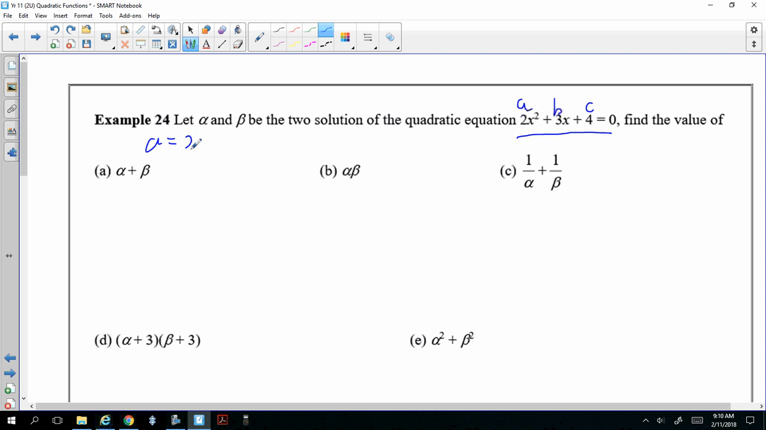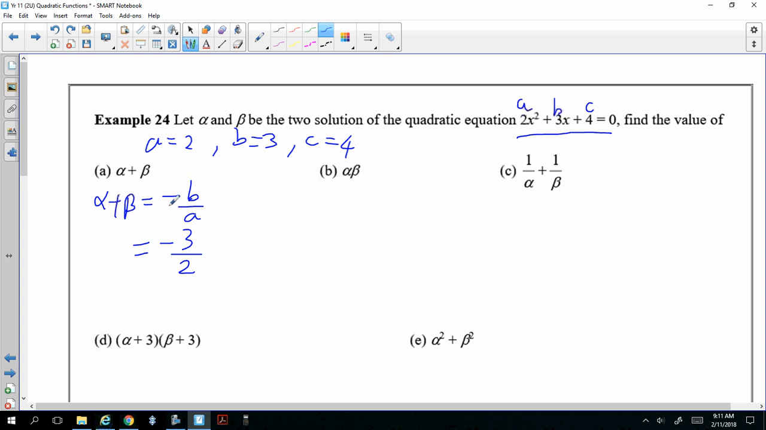Does that make sense? And then what you do is you're going to do alpha plus beta equal to minus B over A. Just use the formula. And B is 3, A is 2. That's it. You do not need to find the root. You just have to use the formula. All right? Okay. How about the next one?